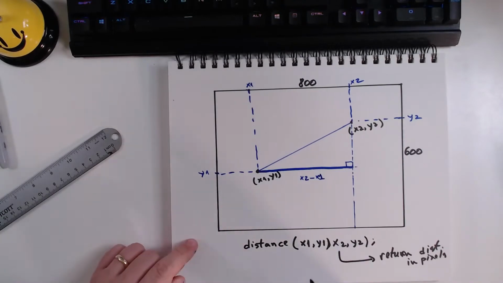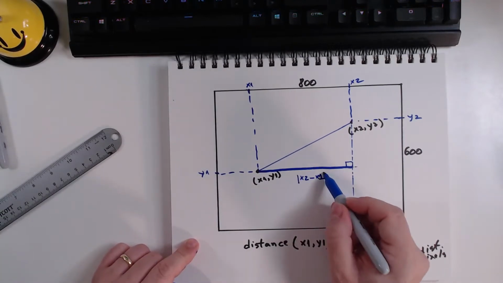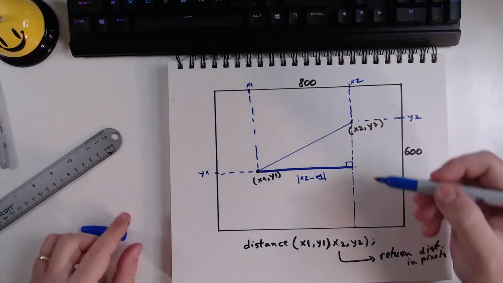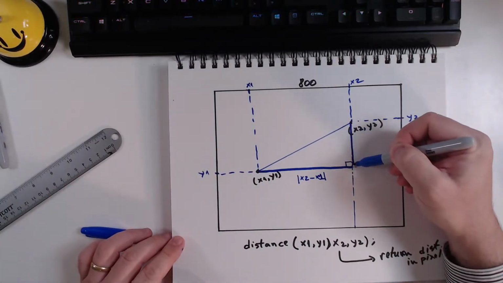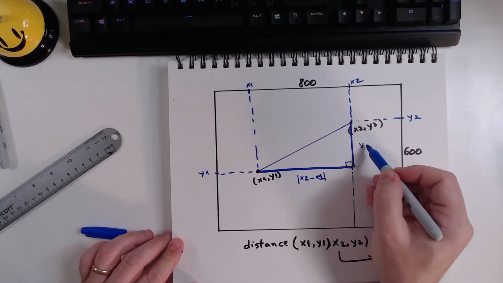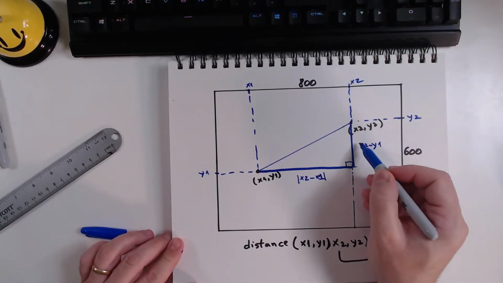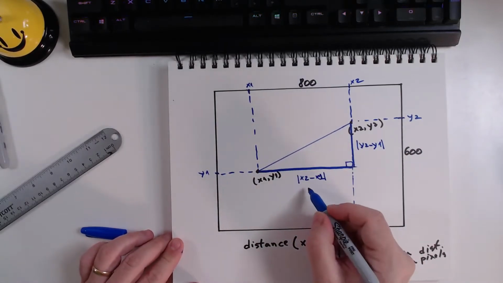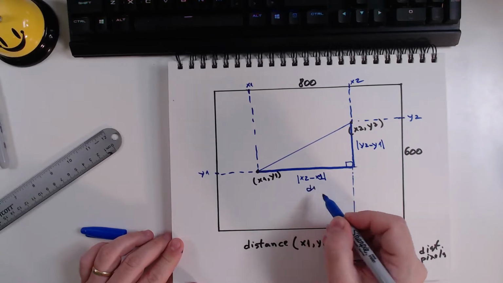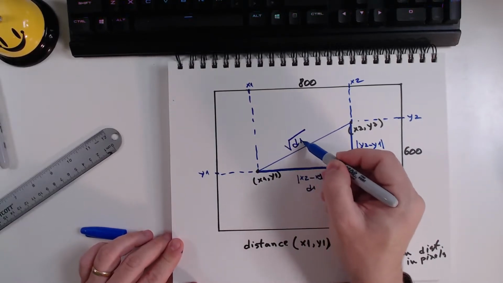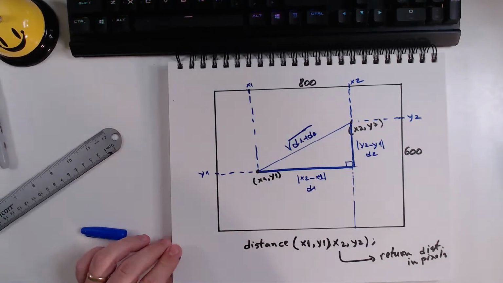Or actually it's the absolute value, I should say technically, because we can have the points reversed, but it doesn't matter. And this one, it's actually y2 minus y1, right? So let's name this one d1 perhaps, and this one is d2. And this one is square root of d1 square plus d2 square. Just like that.